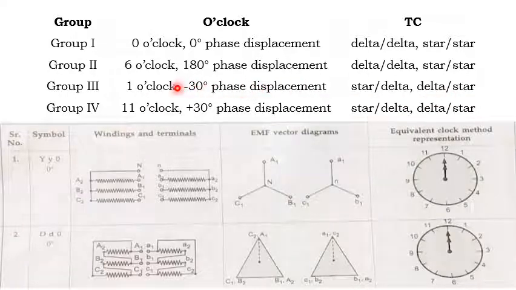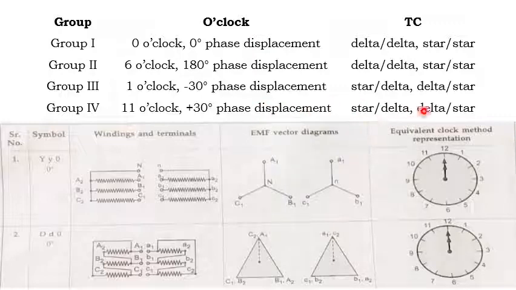Similarly there is one more group, fourth group, that is 11 o'clock, that is 30 degree phase displacement with respect to what? Reference. This is the reference. So whatever the phase difference, you can show here with respect to this only. So group 1. So this is a plus 30 degree phase displacement.